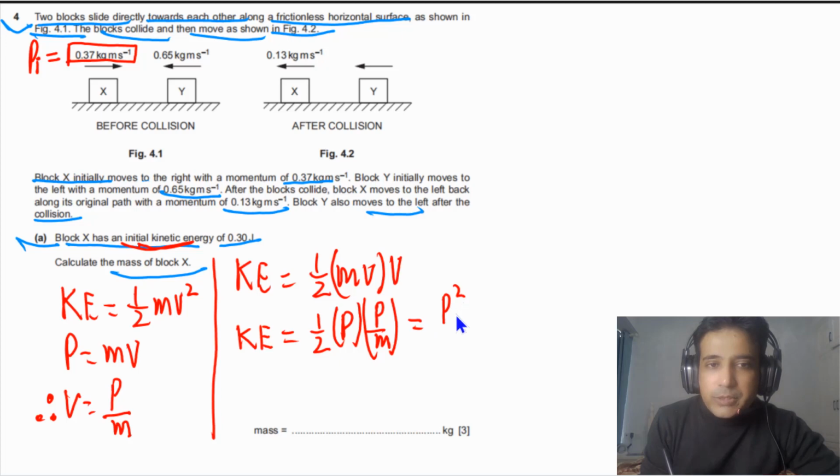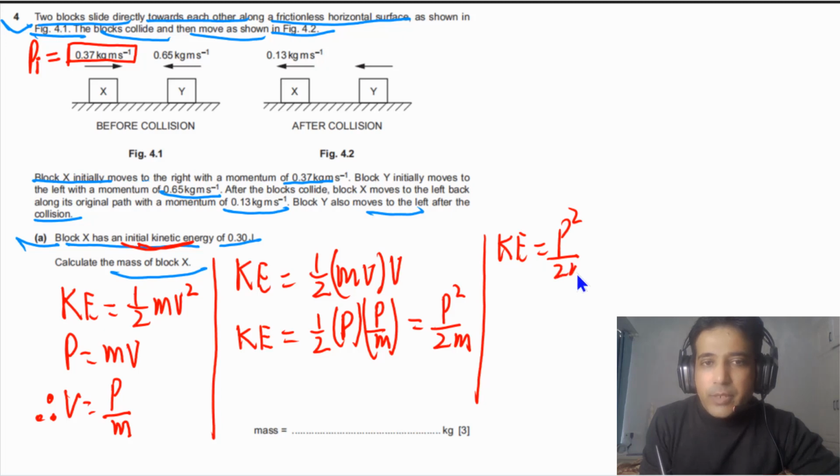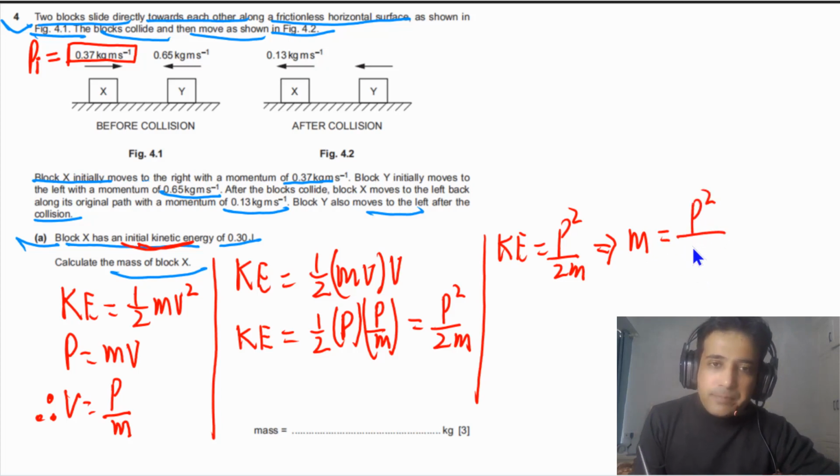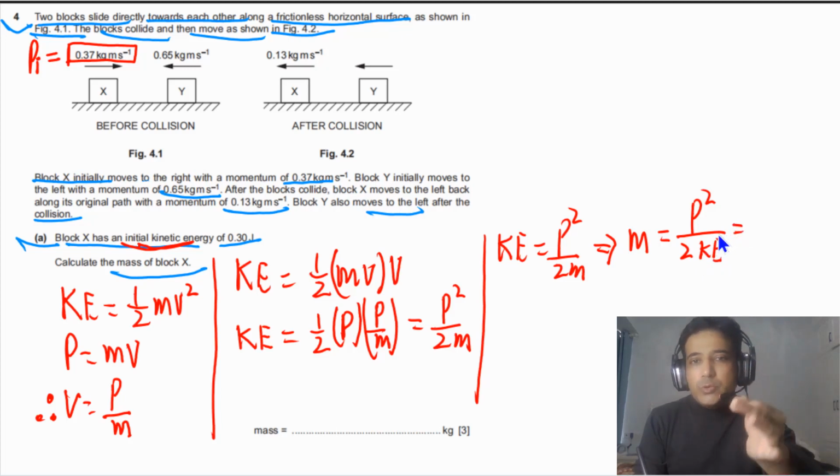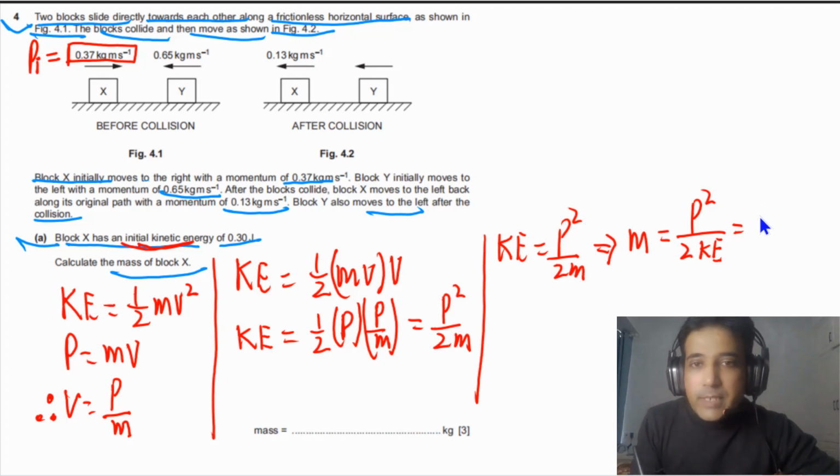And for this question, we need to calculate mass. So we can rewrite once again: kinetic energy is equal to p squared divided by 2m. And from here, we can write down mass. Mass will be equal to p squared divided by 2 times the kinetic energy. So now you just need to plug in values. The value for momentum we have is 0.37, squared, divided by 2 times the kinetic energy, that is 0.30.